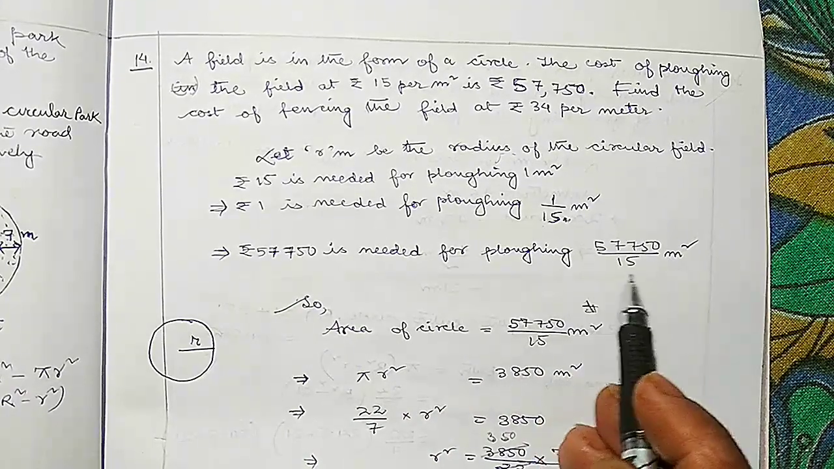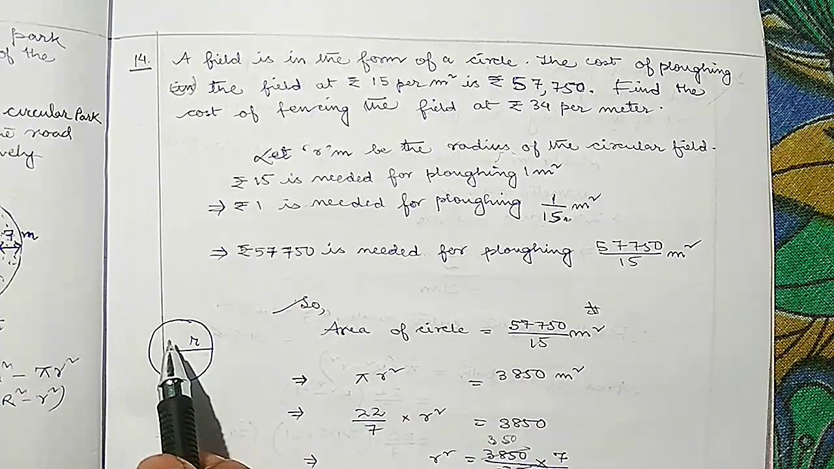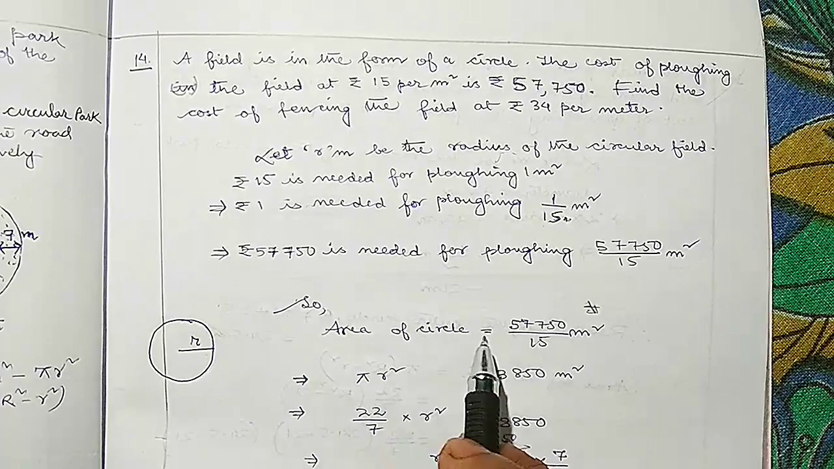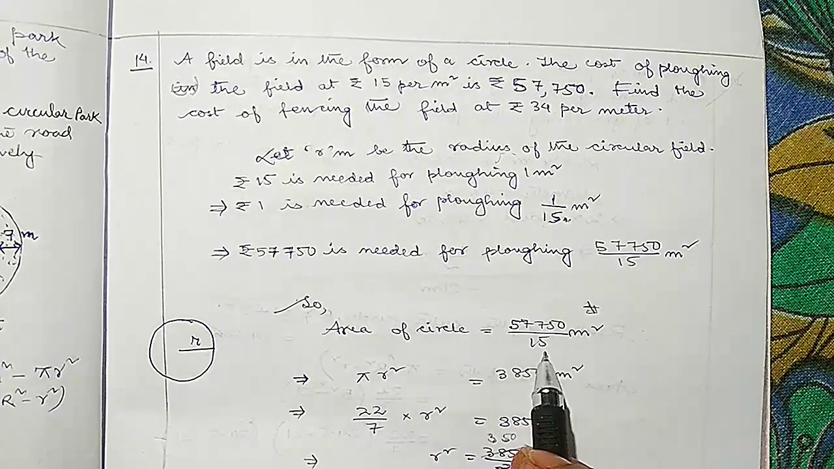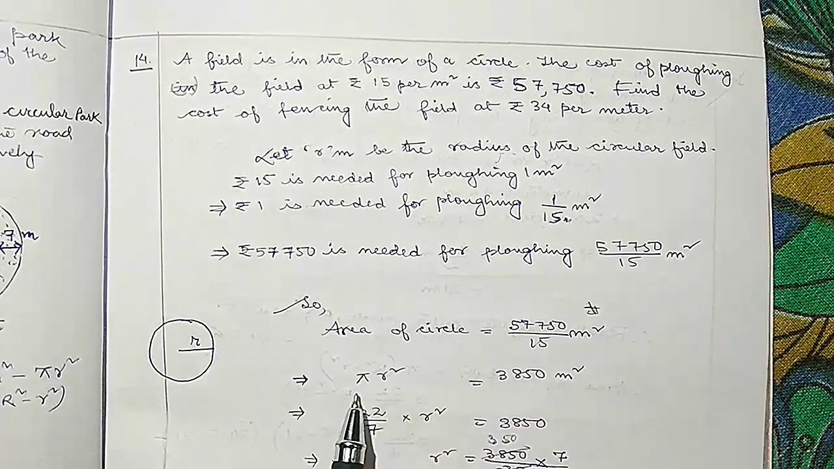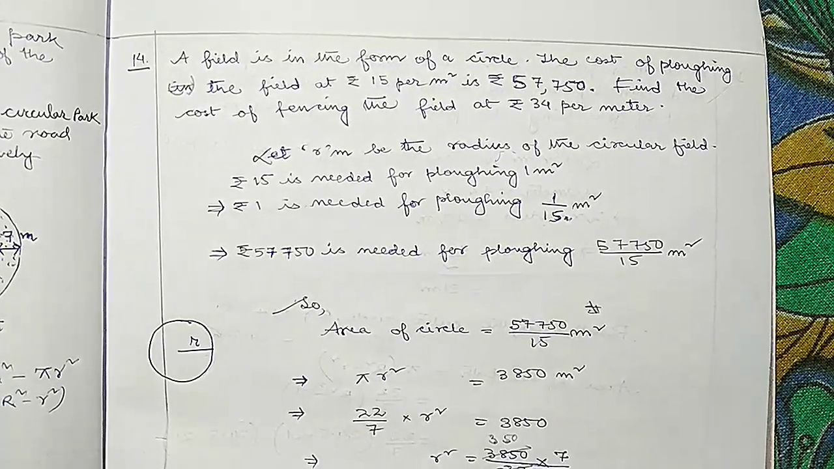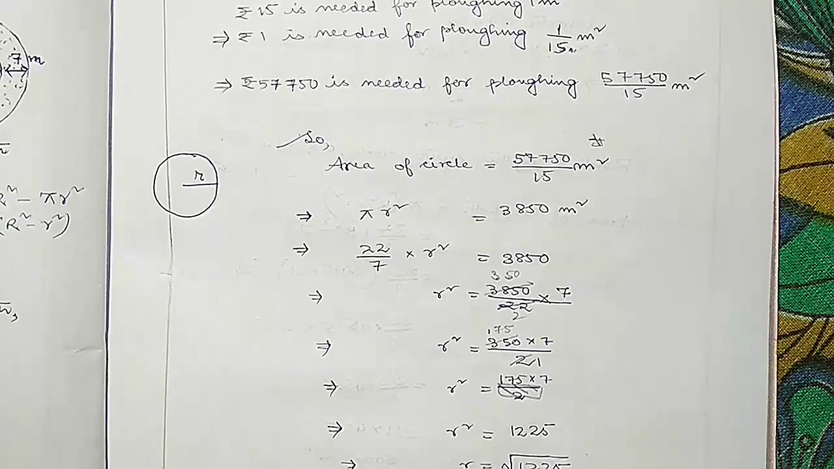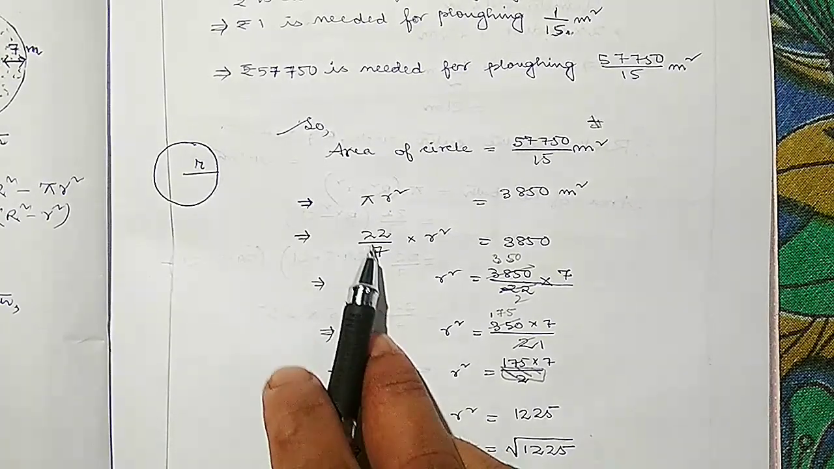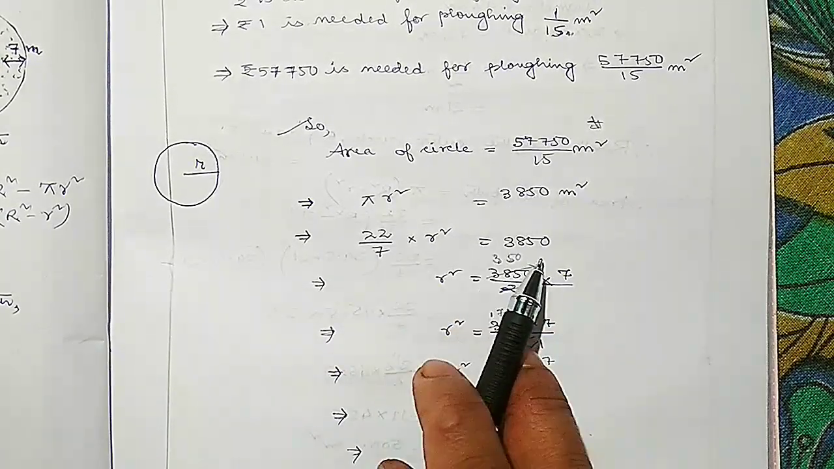Clear? And that means this is the area of the circle. Now area of the circle is 57750 by 15 meter square. We know area of a circle is pi r square. So pi r square will be 3850 meter square. We know the value of pi, which is 22 by 7. So 22 by 7 into r square is 3850.